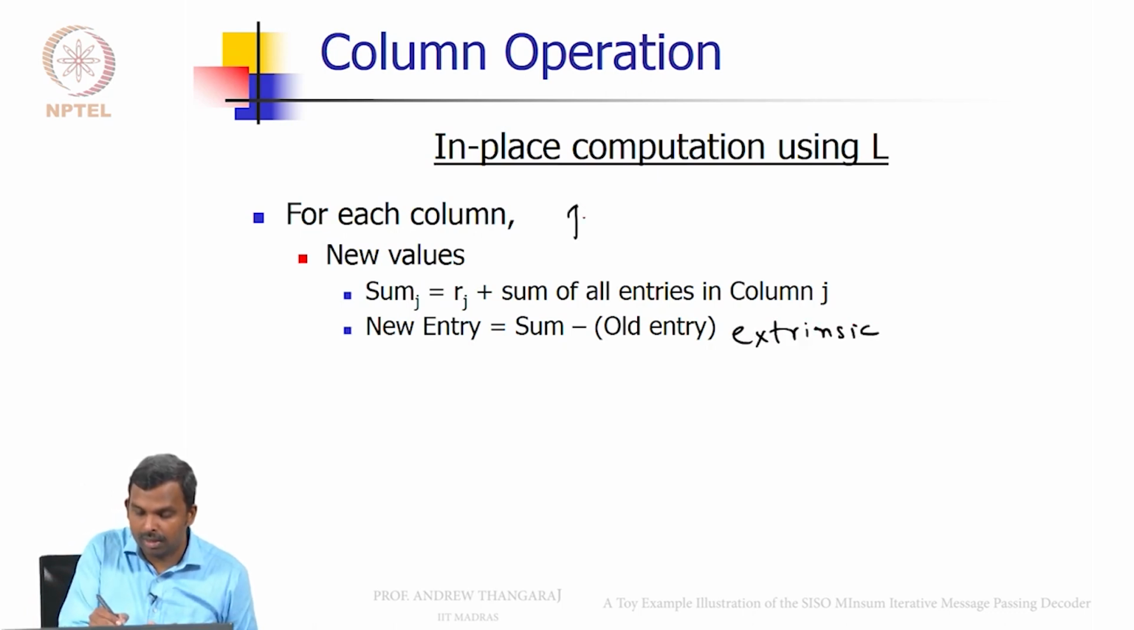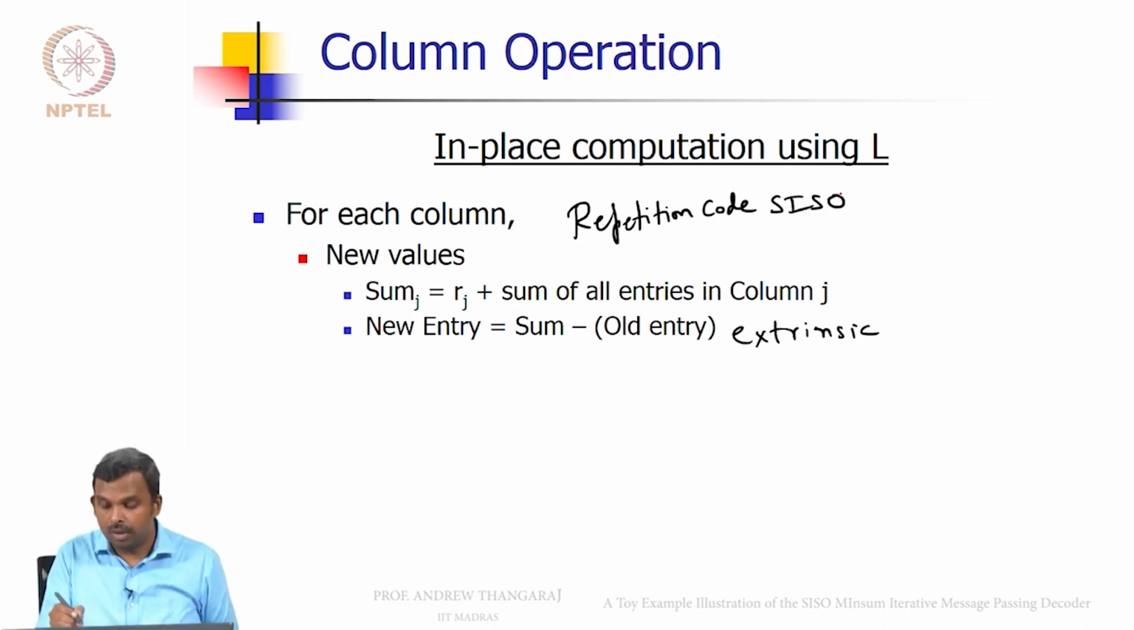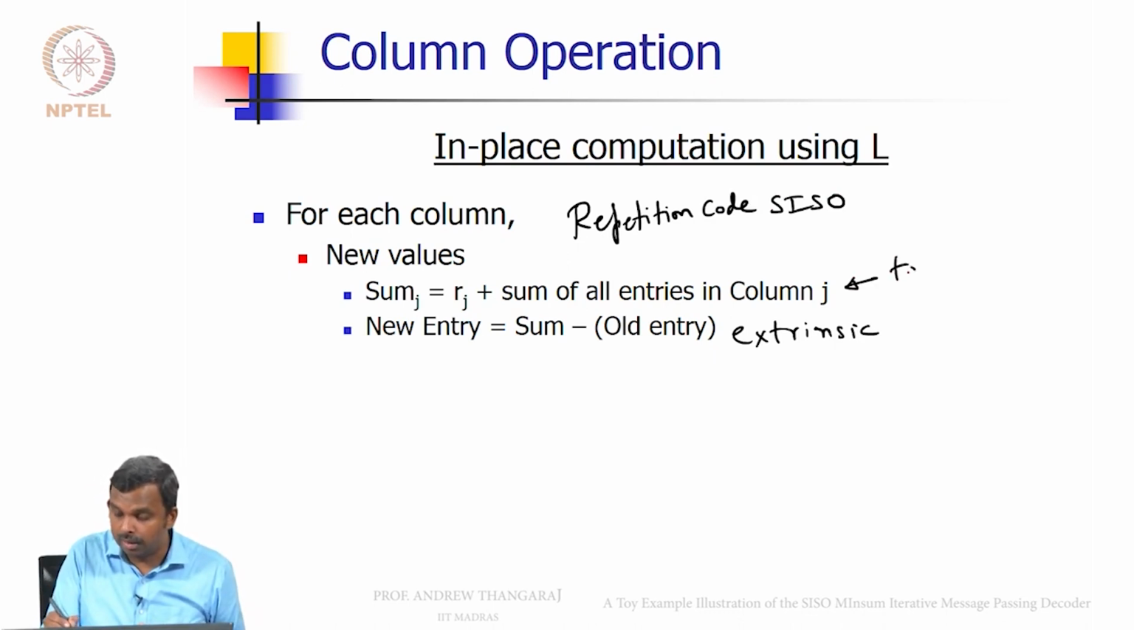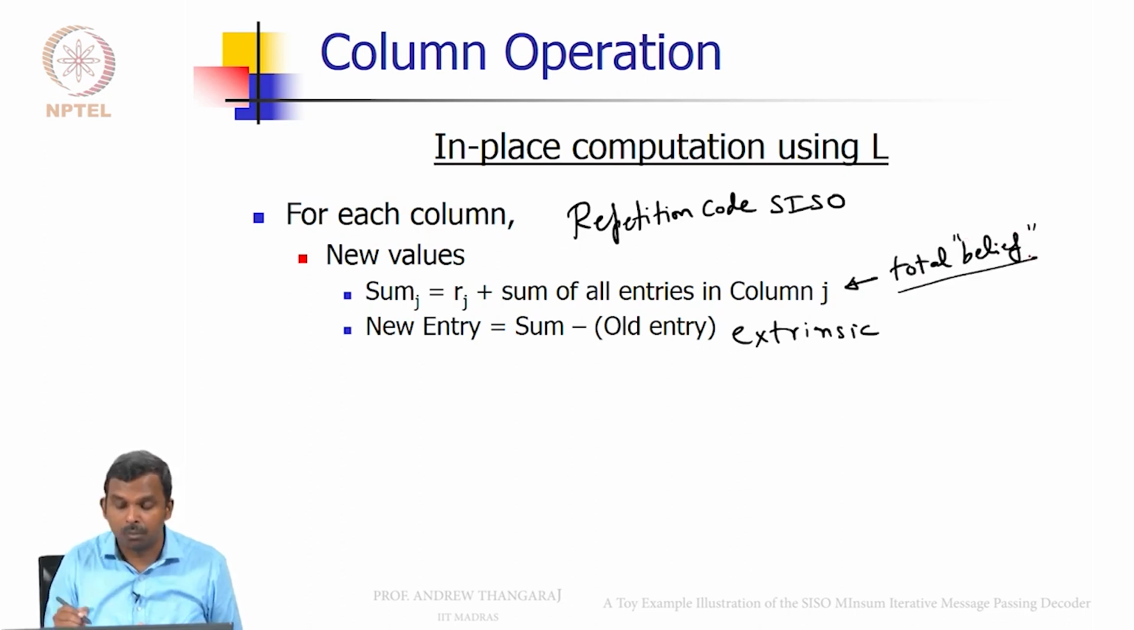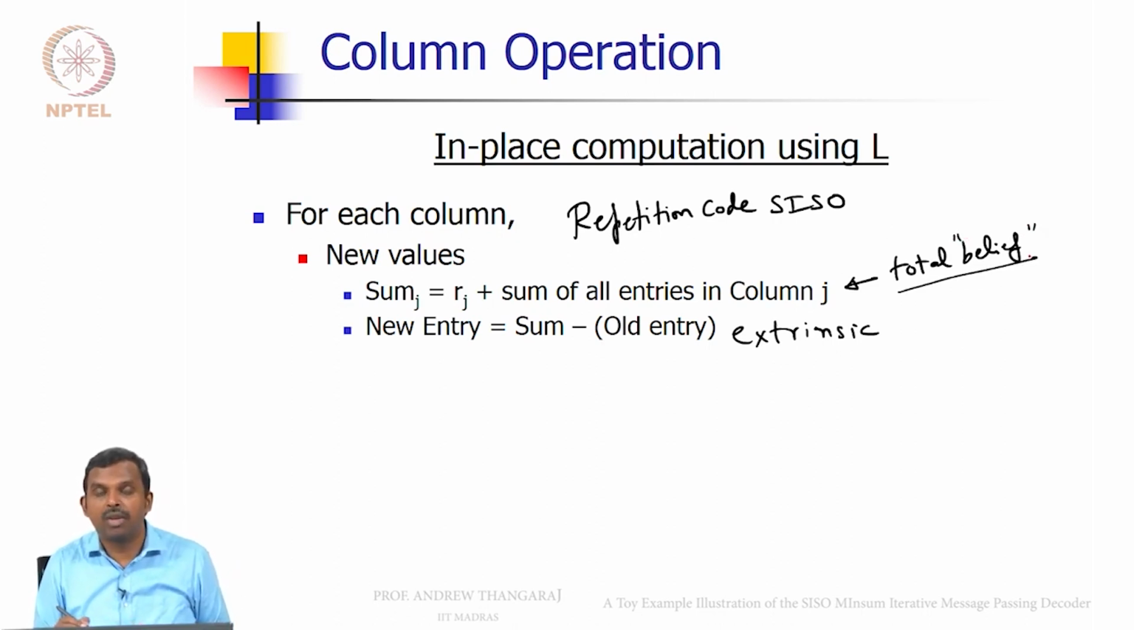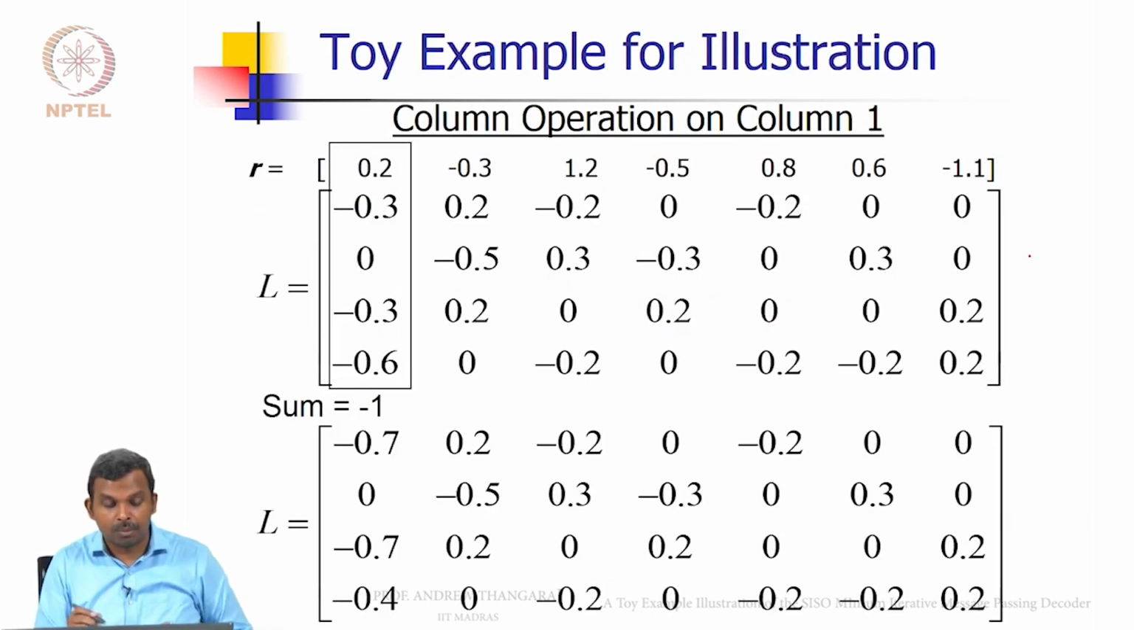Okay, once again what is this? This is repetition code SISO decoding. Okay. So, this is actually the total belief or LLR. Okay, I will call it belief. So, that is a better word here. Okay. So, this is the total belief, any decision you make will be based on the total belief at a particular iteration. So, let me once again illustrate how this happens.